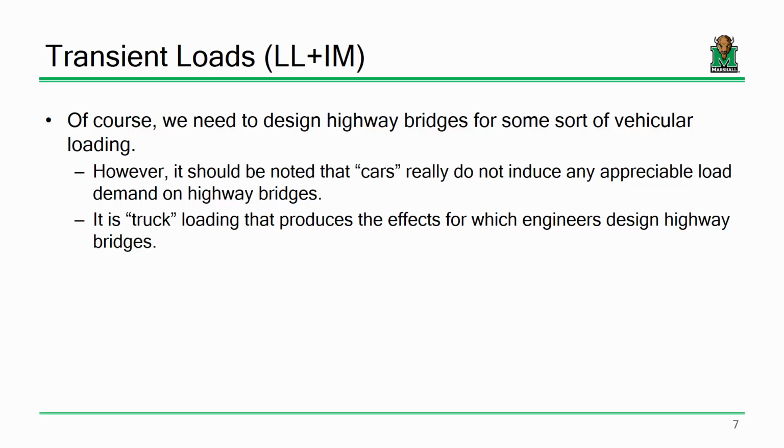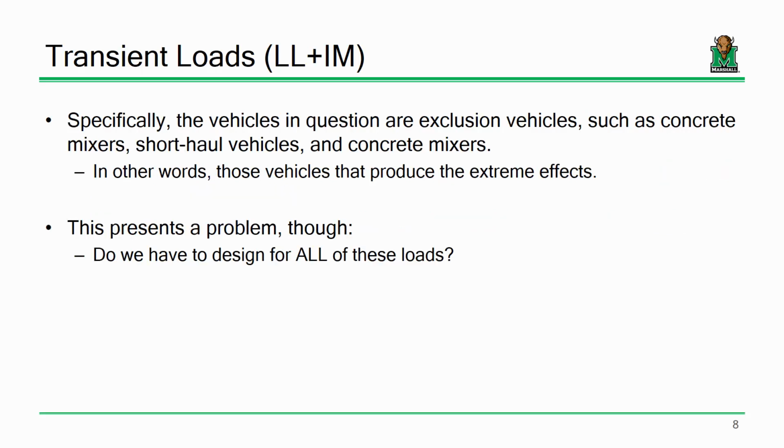When you design a highway bridge for its structural capacity, you get the cars for free. Bridges don't even notice your Honda Civic or your Hyundai Elantra or your Toyota Tacoma. They don't even notice those loads. Those are feathers compared to the loads that really matter. What I mean by the loads that really matter are trucks, truck loading. That's what really matters. Does that make sense? Cars don't really matter in the world of structural design of bridges. They're just not heavy enough.